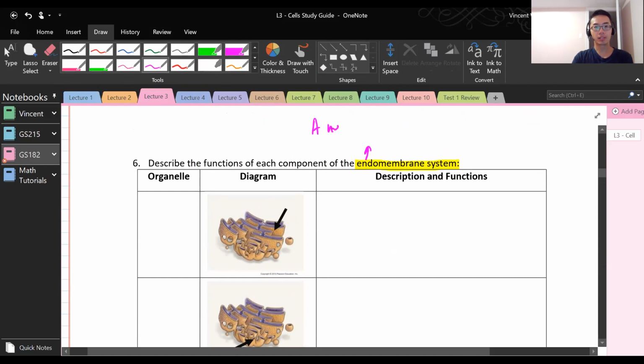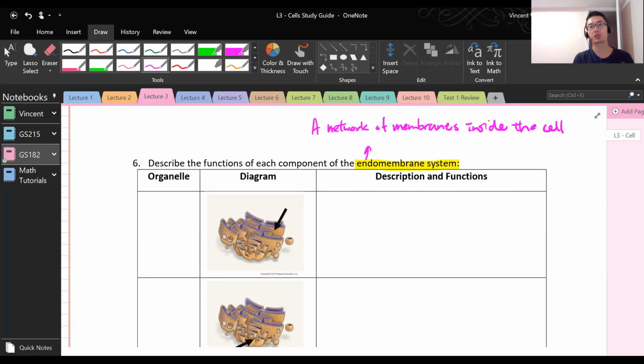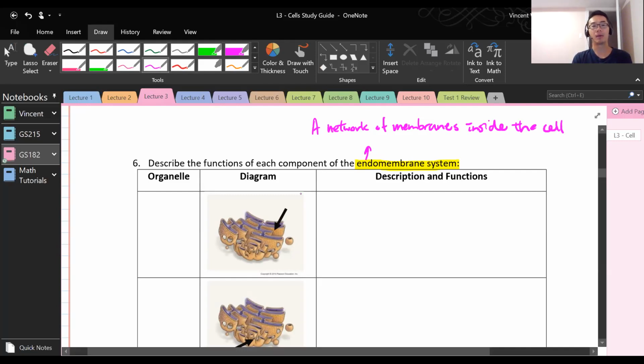A network of membranes inside the cell. Endo means within. So we have the cell membrane, which surrounds the entire cell, and inside there are a bunch of other organelles that are also made up of membranes, and we call them the endomembrane system. They have interconnected functions.